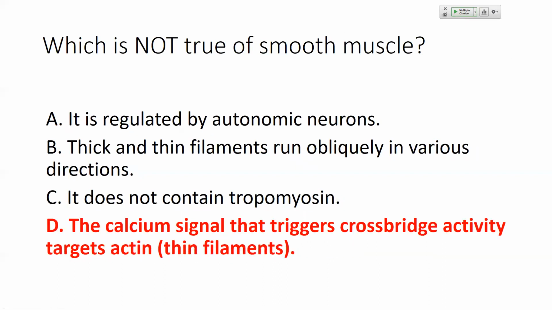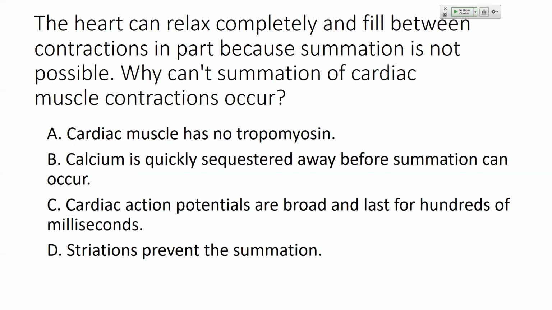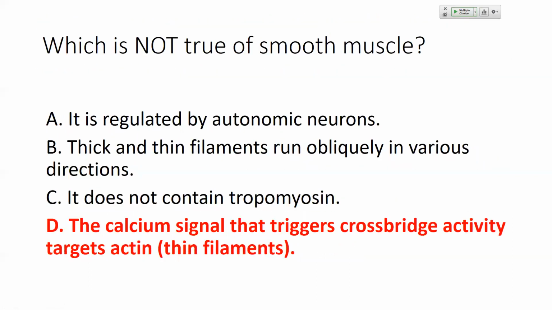So smooth muscle is regulated by autonomic neurons. It does have thin and thick filaments, but they're obliquely arranged as opposed to running parallel, the way the sarcomere is organized. C is correct. So it does have tropomyosin, but it's not regulated using tropomyosin, right? It's regulated with calmodulin. D is incorrect.